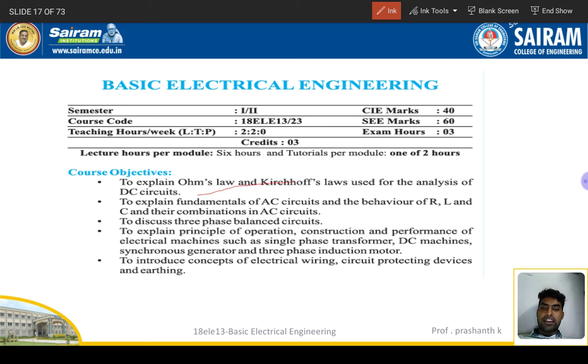To explain Ohm's law and Kirchhoff's laws used in the analysis of DC circuits. See here, they mentioned DC circuits, not AC circuits. Keep it in your mind, because if it were AC, it may be difficult. That's why they have given only DC circuits.